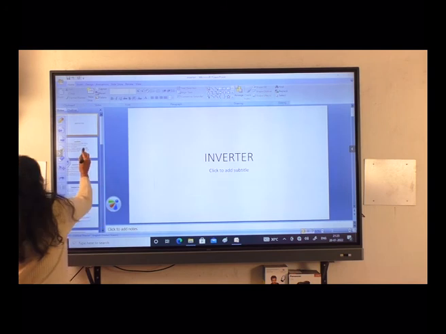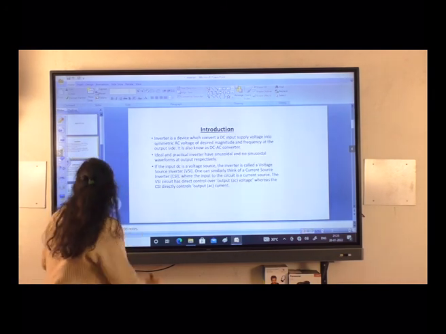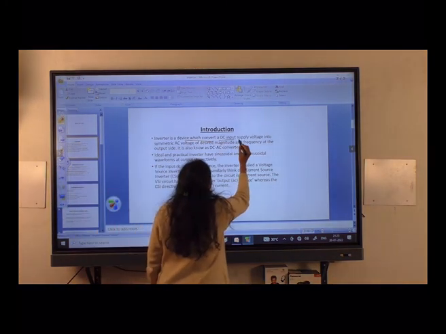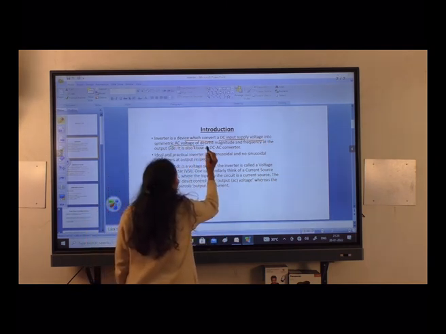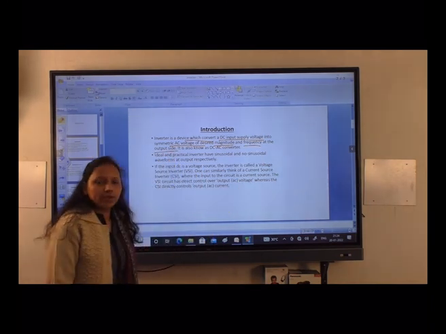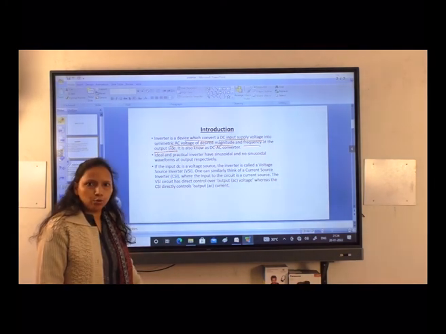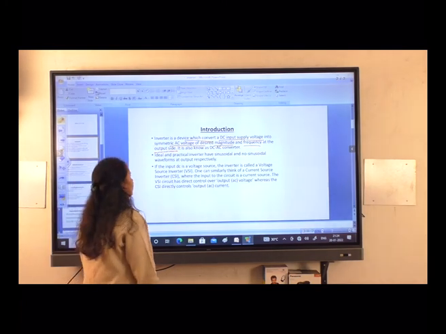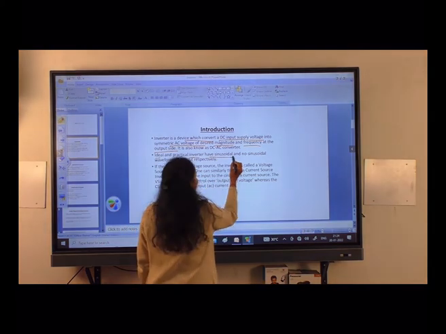Let's get some introduction about the inverter. An inverter is a device which converts DC input supply voltage into symmetric AC voltage of desired magnitude and frequency at the output side. So an inverter converts DC input to AC output at desired magnitude and frequency. An ideal inverter has a sinusoidal output.